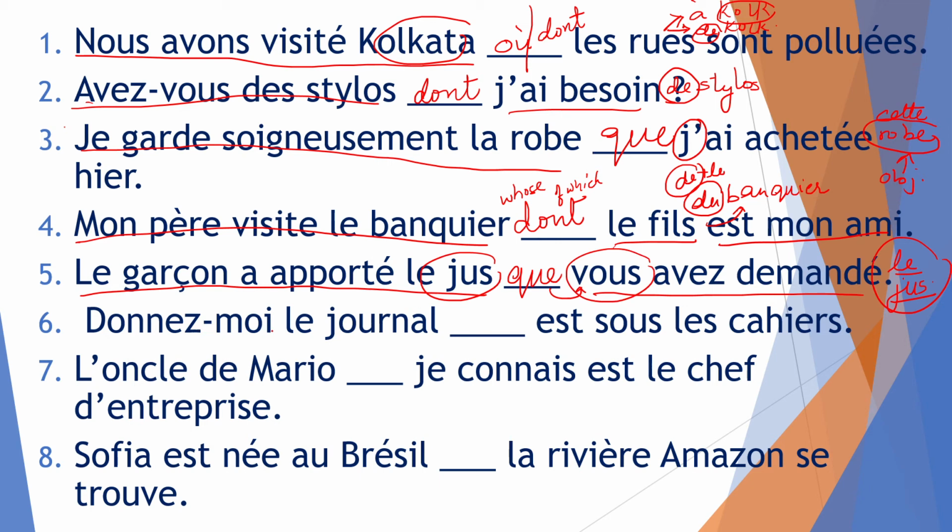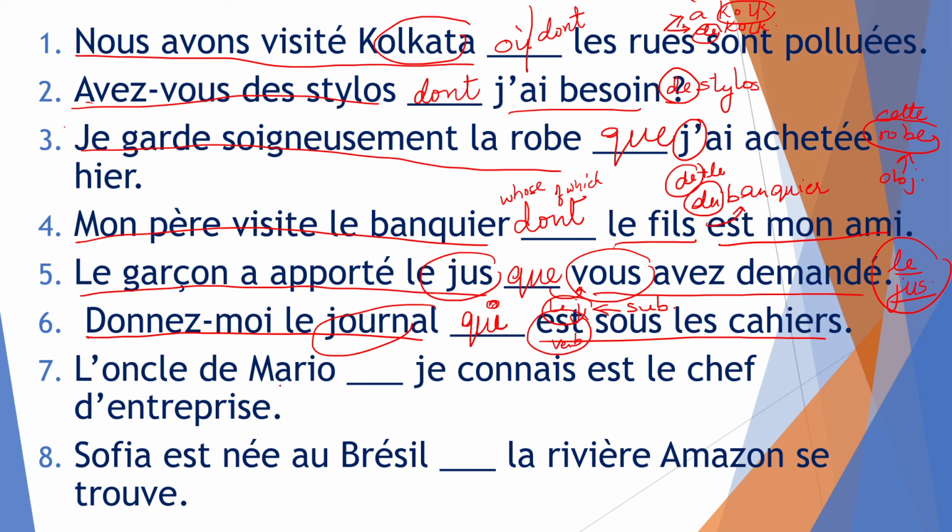Then, donnez-moi le journal — est sous les cahiers. So the first sentence is donnez-moi le journal. Second is le journal est sous les cahiers. The common factor is le journal. In the second sentence it is the subject, so you have to put qui, Q-U-I, because it's the subject in the second sentence. Qui will always be followed by a verb.